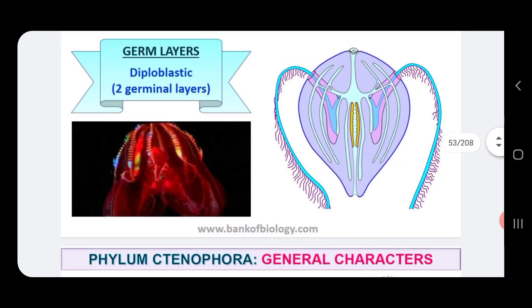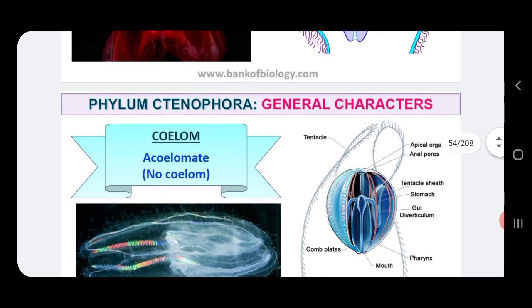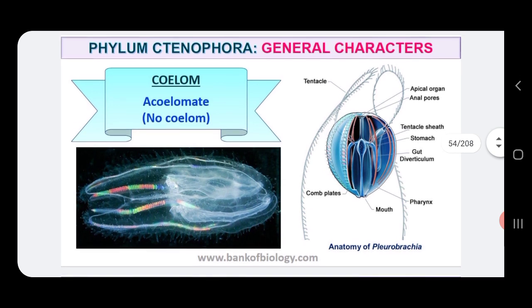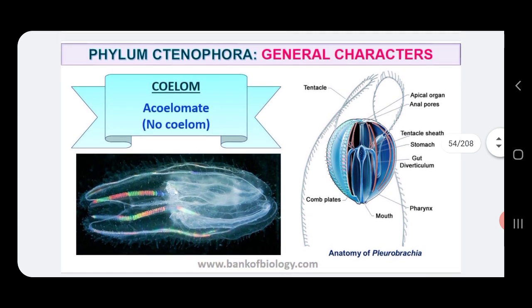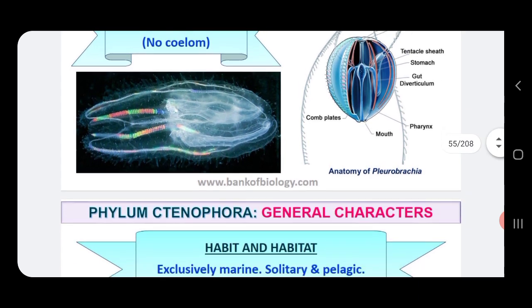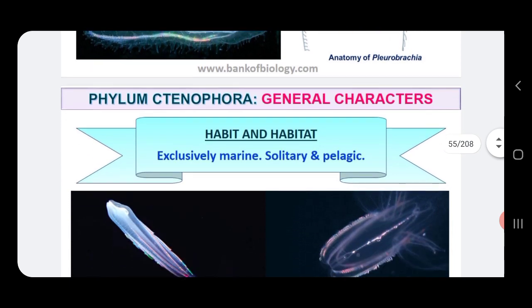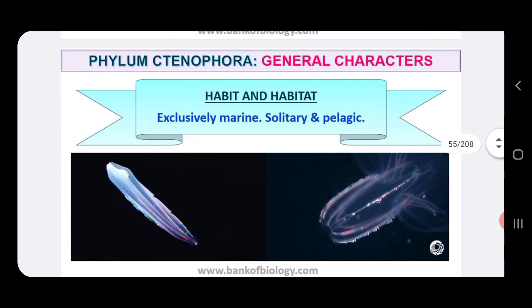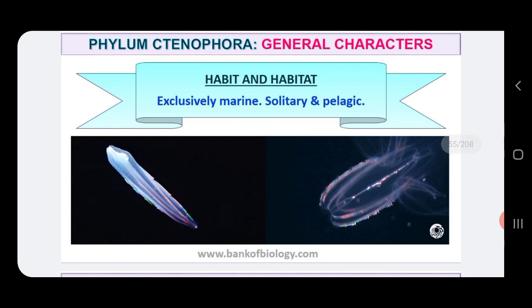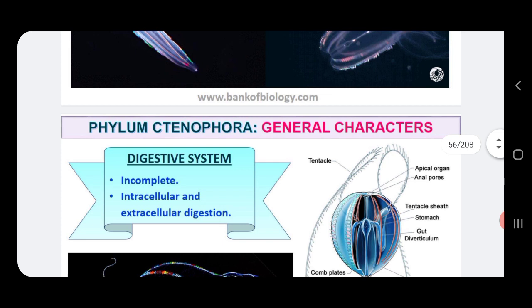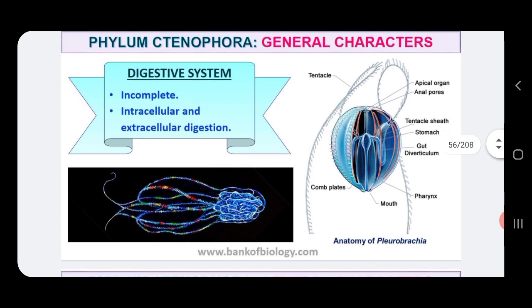Then next one is regarding the coelom. They are acoelomates. Acoelomates, they do not have any coelom, body cavity between the alimentary canal and the outer wall. So these are acoelomates. Then next thing is about the habitat, as I already told you, they are usually marine, solitary and pelagic.